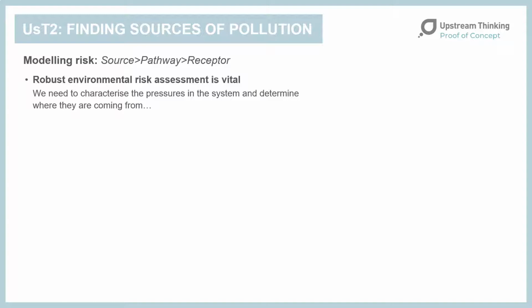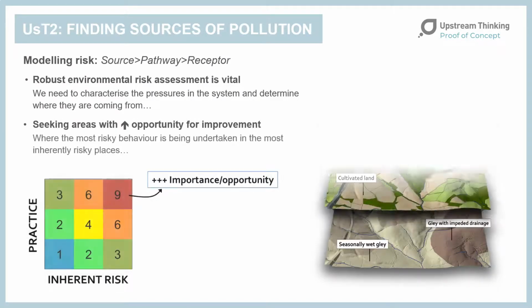And we use modelling as our first stage in this process, built on a very simple conceptual model of source, pathway and receptor. And so we have used modelling and data and evidence to undertake a robust environmental risk assessment, with this key thing that we need to characterise the pressures in the system and determine where those pressures are coming from in order to fix them.